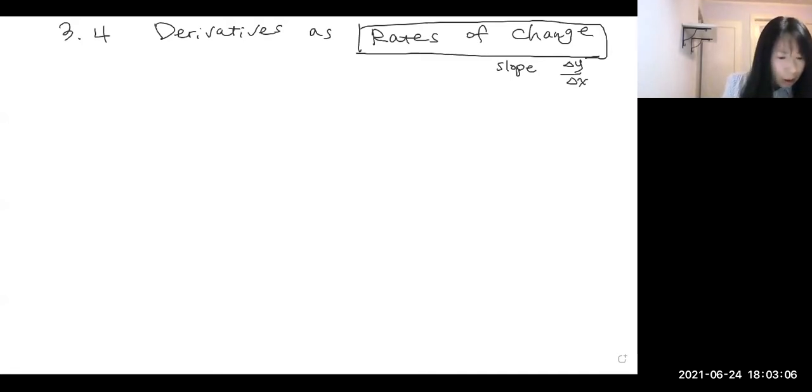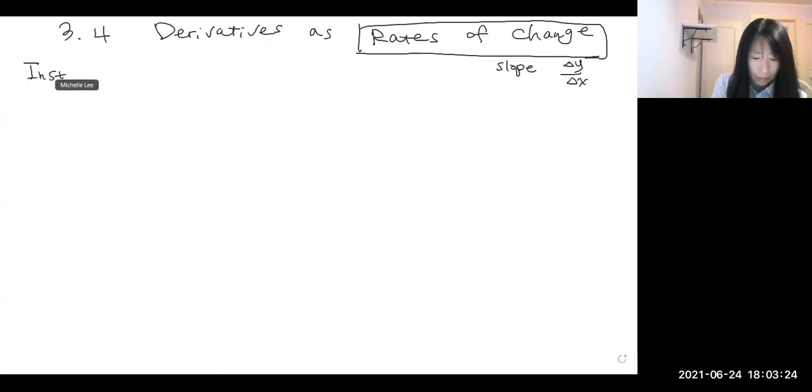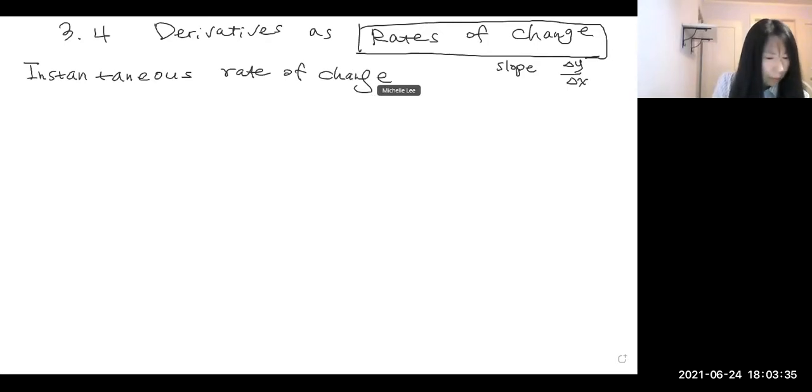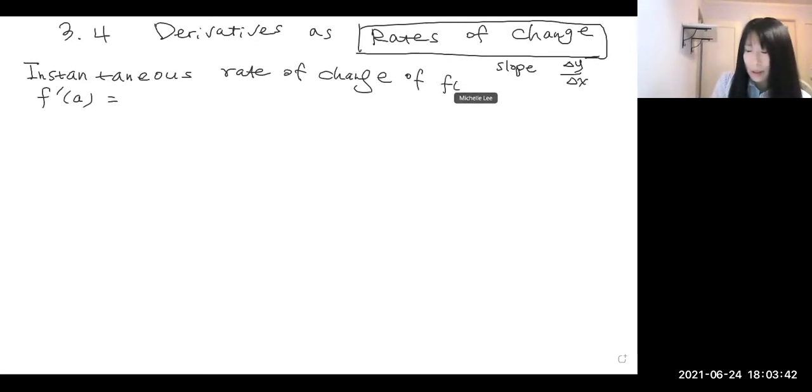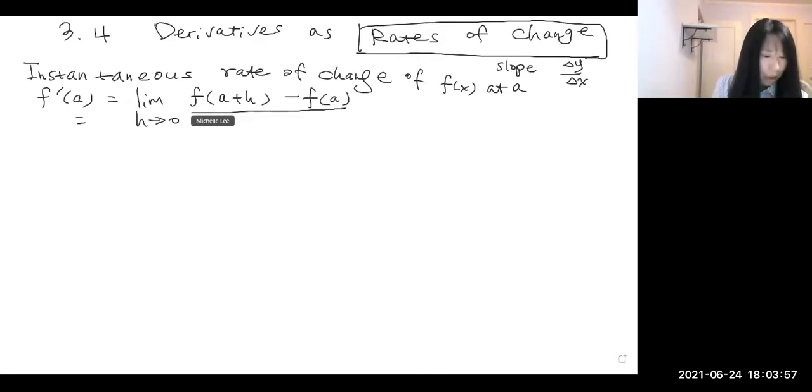Let me just skip the average rate of change because we know it is the slope of the secant line, right? Now we have the instantaneous rate of change, the continuous rate of change. So f prime of a is the derivative of the function at a, equal to the limit as h approaches 0 of f of a plus h minus f of a, over h.